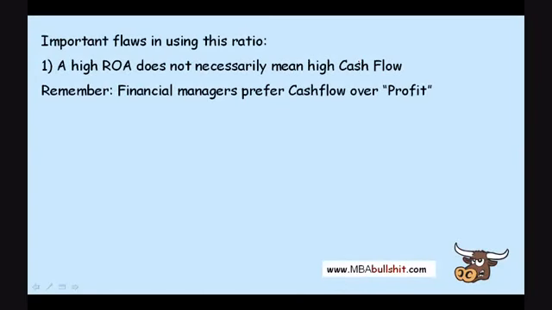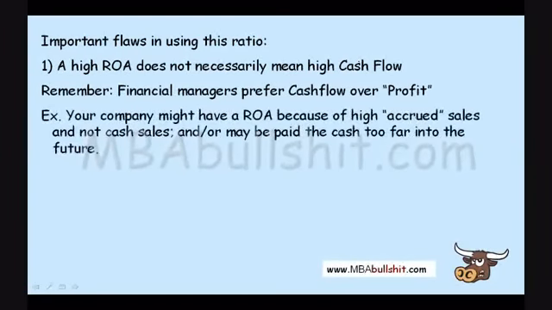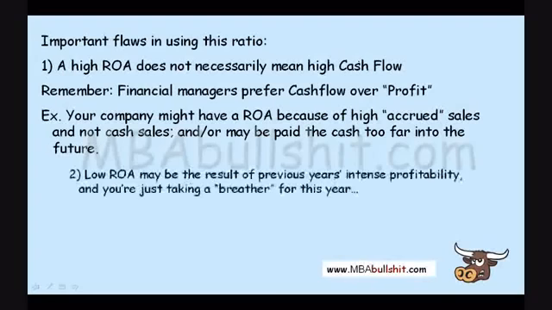The ROA does not take into consideration the actual cash flow of the company. It only takes into consideration profit. So, for example, your company might have a high ROA because of high accrued sales and not cash sales, and it may be paid the cash too far into the future. Remember the meaning of accrued sales: you make a sale and you supposedly earn from that sale, but you might not necessarily get the cash from that sale until much later in the future.